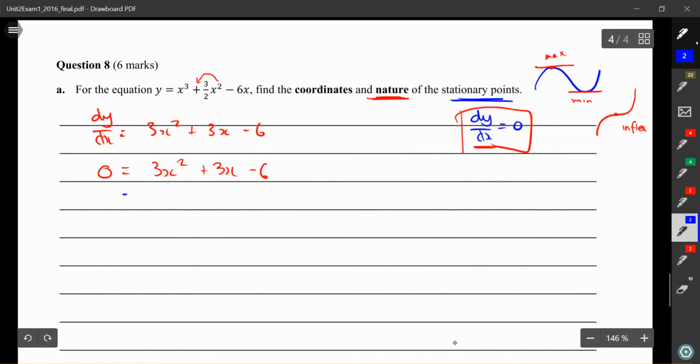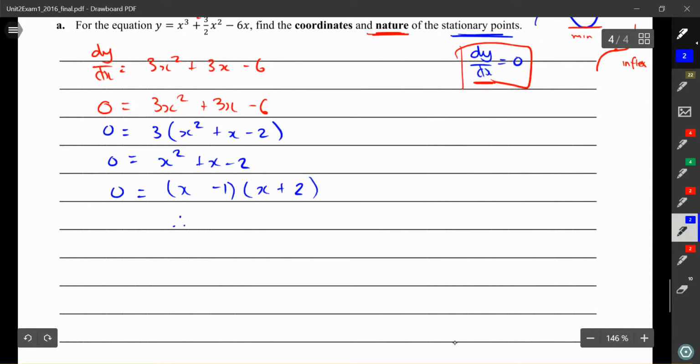I can already see there's a common factor of 3, so I'd probably factorize 3 out: x squared plus x minus 2. Divide by 3 on both sides, so then I get x squared plus x minus 2. And then see if I can factorize this. Let's see, to get 1, 2 minus 1. 2 minus 1 is 1, and then negative 1. Yeah, that works, and therefore x is equal to 1 and x is equal to negative 2. So that means I've got 2 stationary points.